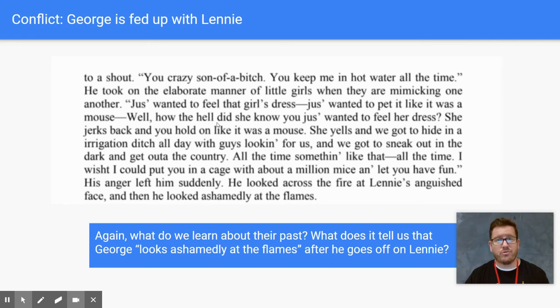And we learn that through dialogue. We never see it happen. We learn it through dialogue. And that's going to be a key theme throughout this novel. We learn about major events in this story through dialogue.